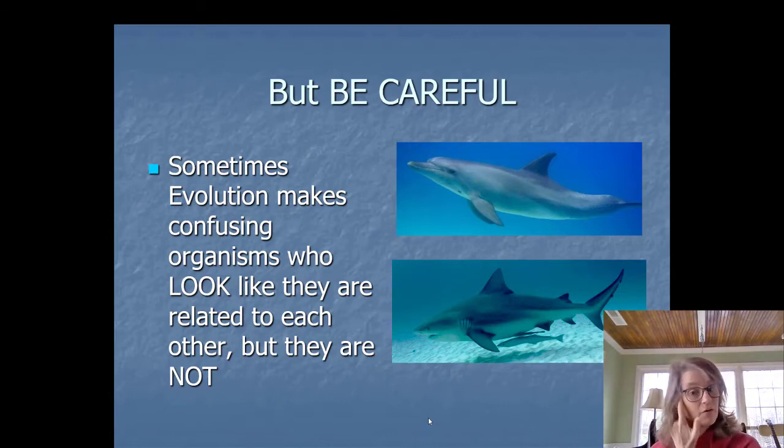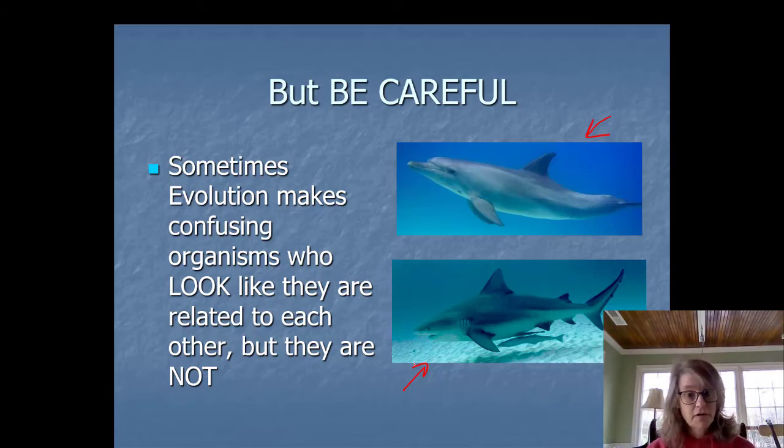So what I have on the screen here is, I hope you recognize, a dolphin. And this, I also hope you recognize, is a shark. Now you look at those animals. They are gray, they are streamlined, they both live in the water, they're both predators, they eat fish, they have fins. They look pretty darn closely related, they act closely related, but are they closely related?